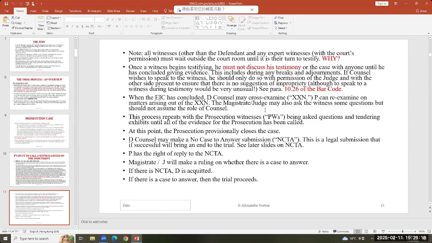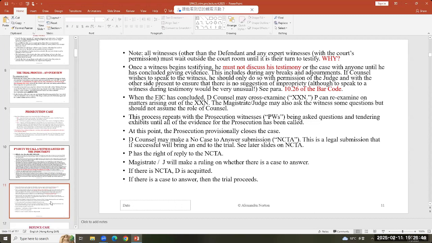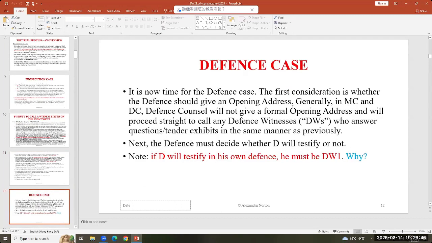And then once all the prosecution witnesses have testified and all of the exhibits have been produced, the prosecution provisionally closes its case. The defense have the right to make a no case to answer submission, and the prosecution can reply to that submission. The magistrate or judge then makes a ruling on whether there's a case to answer. If there's no case to answer, the defendant is acquitted, and that's the end of the trial. But if there is a case to answer, the trial proceeds, and it's now time for the defense case.